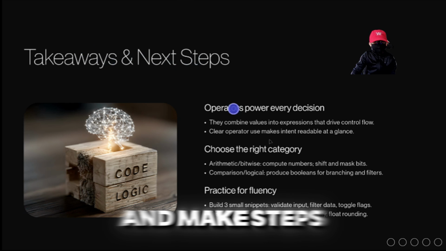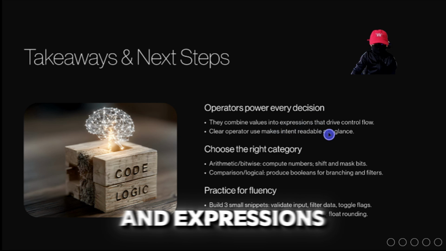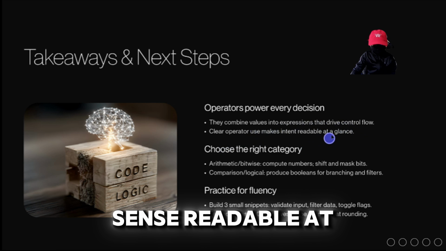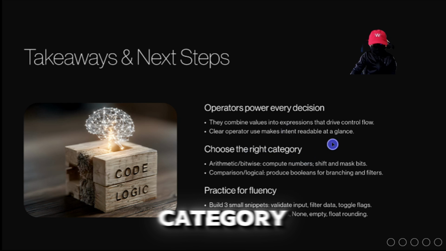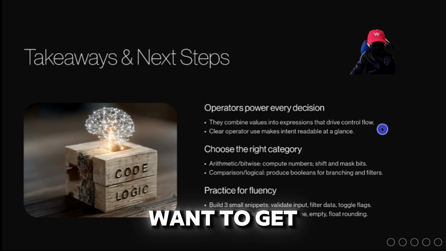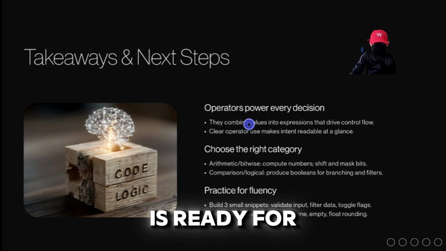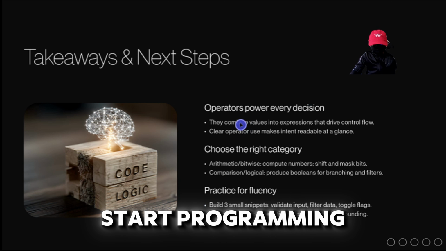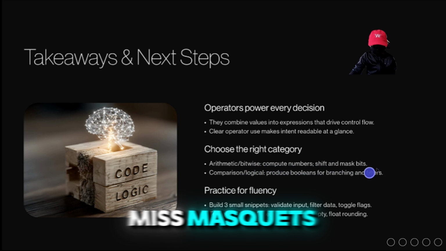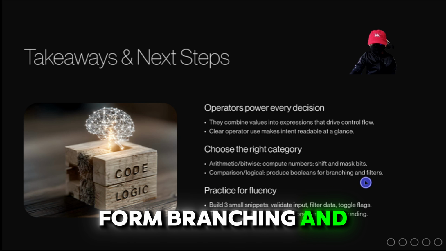Takeaways and next steps. Operators power every decision. They combine values into expressions that drive or control flow. Clear operator use makes intent readable at a glance. Choose the right category, and choosing the right category is important because you don't want to get stuck in math operations in Python, which is really for beginners who start programming. Arithmetic and bitwise compute numbers, shift and mask bits. Comparison and logical produce booleans for branching and filters.